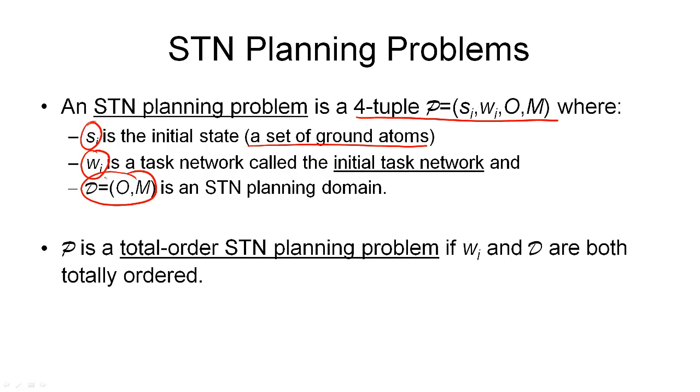And as for planning domains, we have a slightly simpler version here, namely a total order STN planning problem. A total order planning problem is one where both the initial network and the domain are totally ordered. So in the domain, all the methods need to be totally ordered, and in the task network that we are initially given, all the tasks must be totally ordered. If this is the case, then our planning problem is totally ordered.